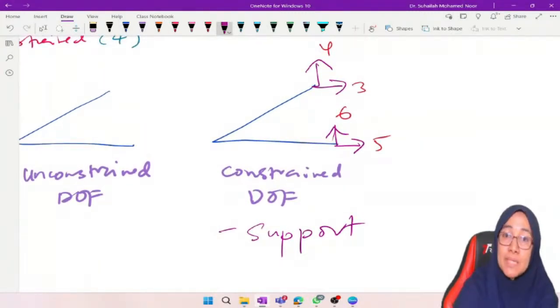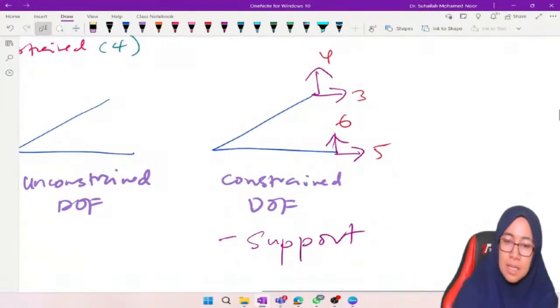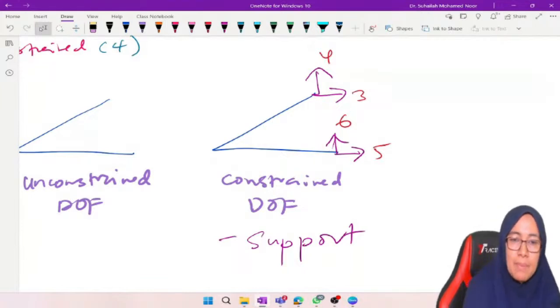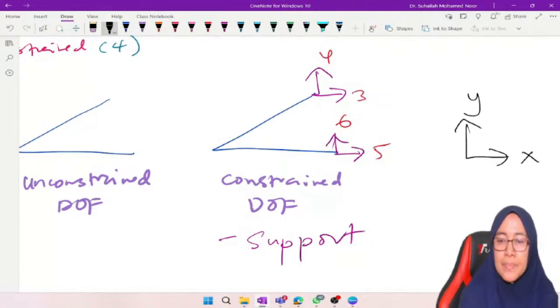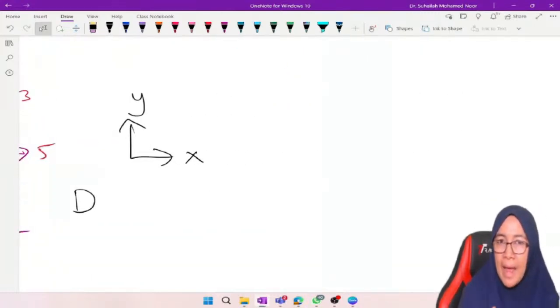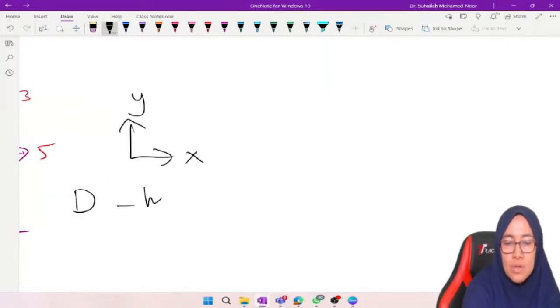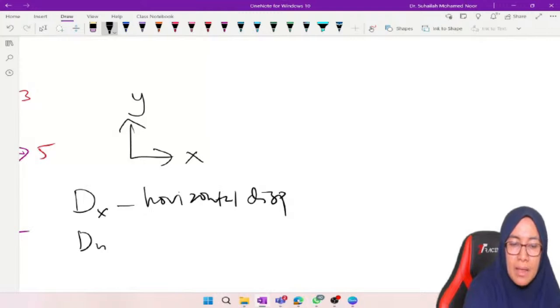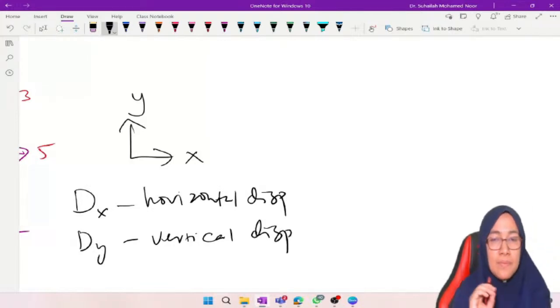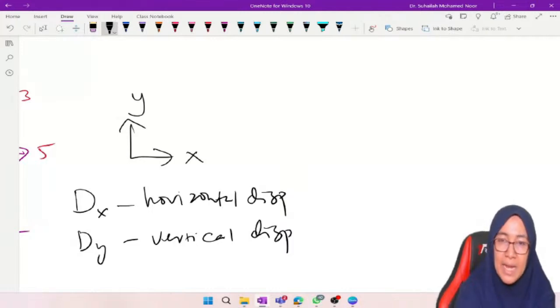So here we have 3, 4, 5, 6. And remember what I mentioned just now, degree of freedom X and Y. If it is displacement, displacement in X means horizontal displacement, and displacement in Y is vertical displacement or deflection. And we don't have rotation. That's why we count as 2. And this is displacement.